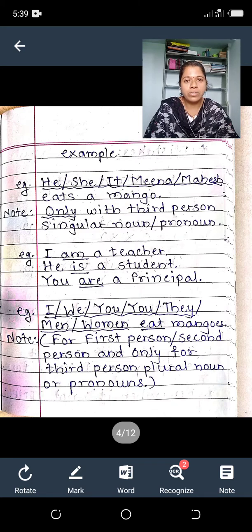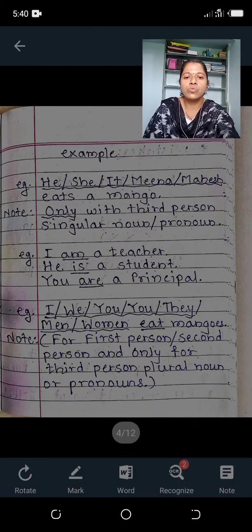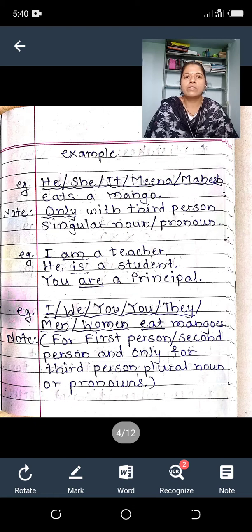Which are the third person singular nouns or pronouns? He or she or it. Again nouns, third person singular nouns: Meena or Mahesh or the dog eats a mango. Now see, the verb form has been changed. Eats, there is main verb plus s or es form. This is a very important rule to use simple present tense with the third person singular noun or pronoun.